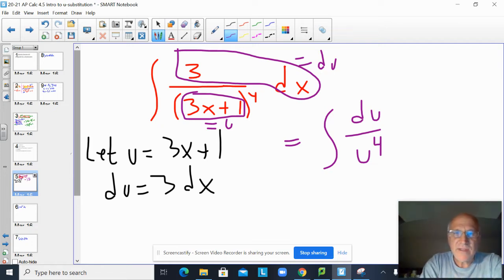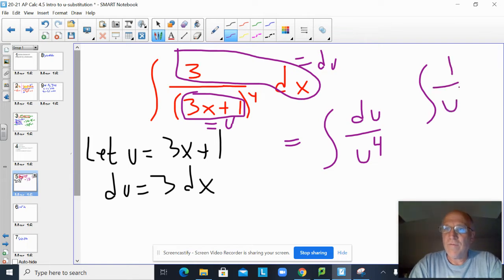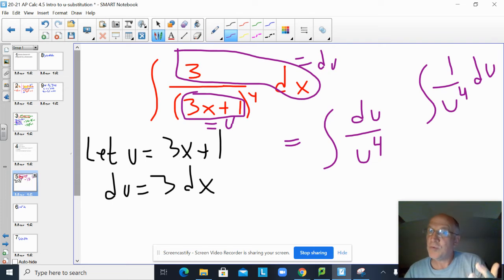Make sure I did, that's a poorly drawn u there. That's not happening. There we go. I think I wrote that correctly. Now, if you'd rather write this, this is the integral of 1 over u to the fourth du. Those are absolutely interchangeable, and I don't care which of those you prefer.